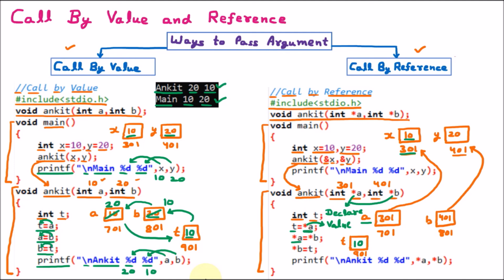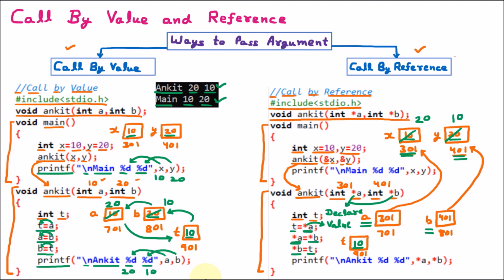Then afterwards, *a equal to *b. So here the value where b is pointing. So b is pointing at the address of y and the value is 20. That 20 is stored to *a. So here *a means a is pointing at the address of x. So here this value is updated. Now afterward, *b is equal to t. So t value is 10. Update that value where b is pointing, and b is pointing at the address of y. So here this part is updated with 10.